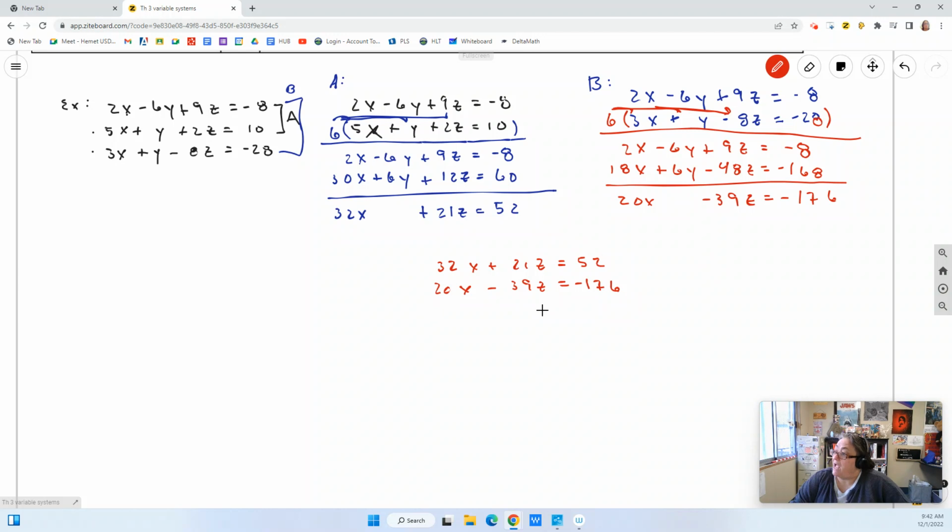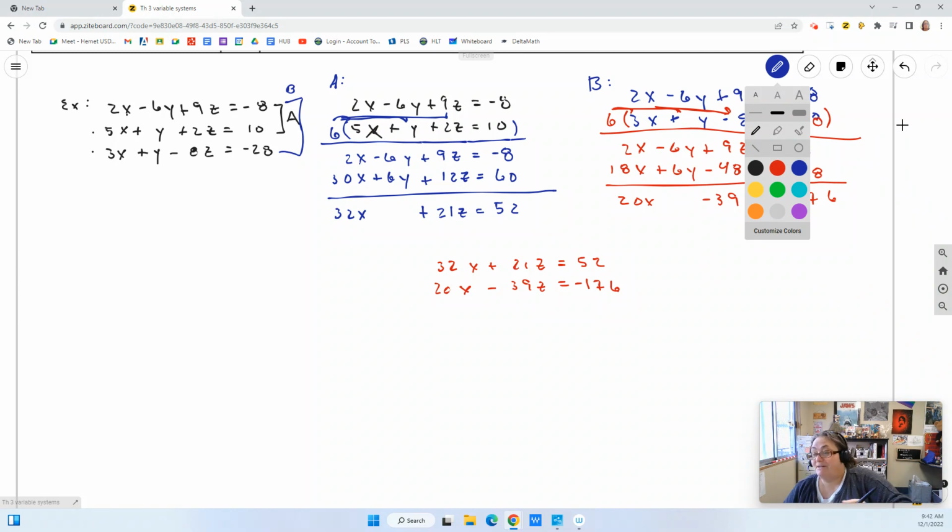So I have to look at how I'm going to be able to manipulate these equations so that I can eliminate one of the variables. And I'm just looking at my x's and my z's. And when I look at it, I go, okay, 20 doesn't go into 32 evenly, right? Because 20 times 2 is 40.